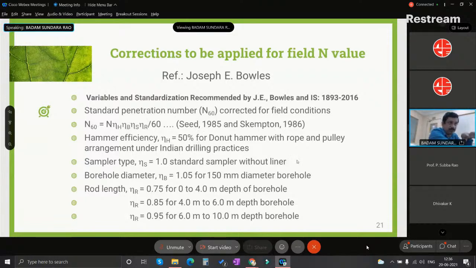The hammer conditions I just explained. And the standard sample without liner, generally that is the case we are using. That is one. There is no correction required. For the borehole diameter, suppose we are using a drop pipe with hammer, that is generally 50 mm to 55 mm. But for that, regarding a 60 mm borehole diameter, we have to apply a correction.